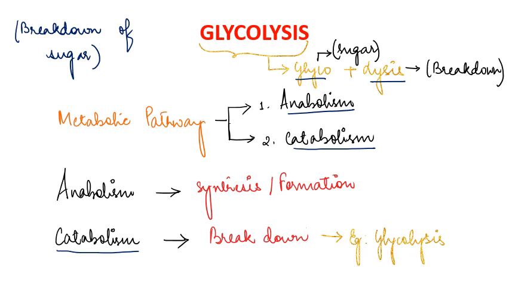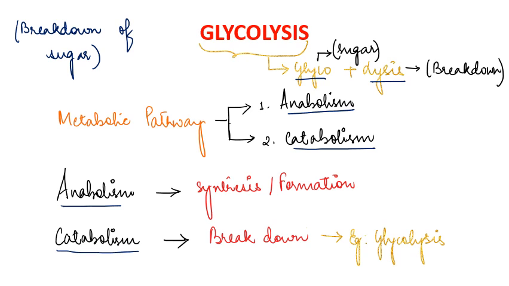Anabolism means what? Whenever there is a synthesis or formation of complex molecules from simpler molecules, we call it anabolism. And catabolism is what? It is the breakdown of complex molecules into simpler molecules, right?